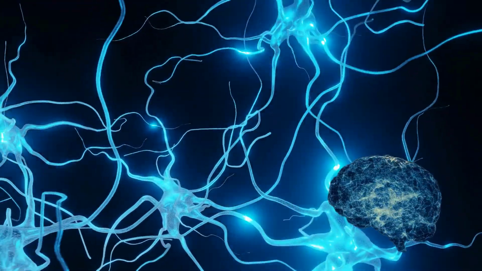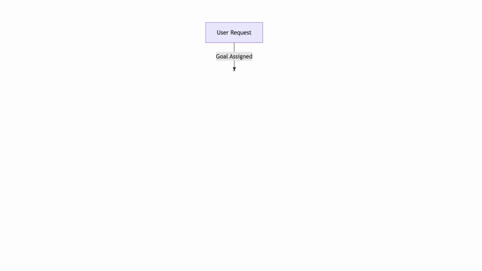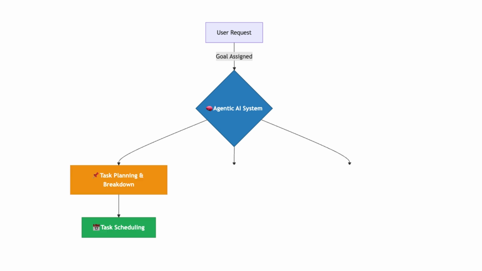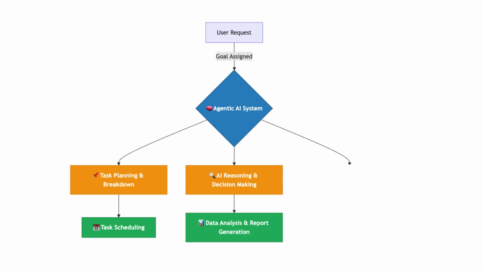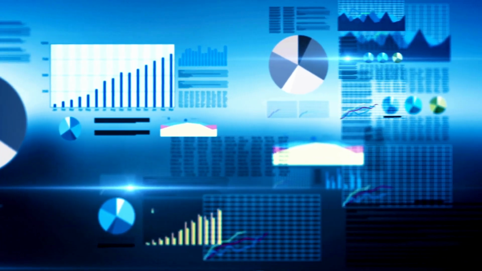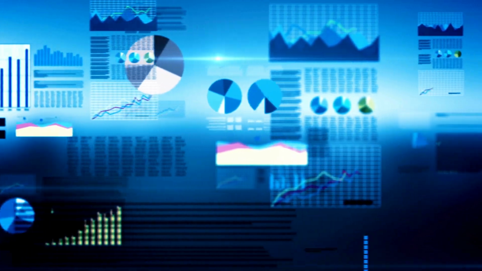On a high level, if there is a user request or a goal assigned to an agentic AI system, it usually does task planning and breakdown, something like calendar task scheduling. It can do AI reasoning and decision making, for example creating data analytics, report generation, right? And the other big advantage is multi-agent collaboration, like sending email, automating actions, calling someone, taking actions without asking.